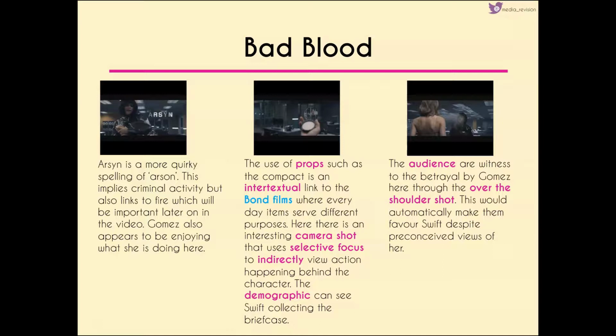Now we've got quite an interesting camera shot here because on the one hand we've got this selective focus where we can see the background, and we've got a point of view shot where we're in the position of Taylor Swift holding that compact, but equally we're getting an indirect view as to what's happening behind Taylor Swift. So we can see that arson here is collecting the briefcase.